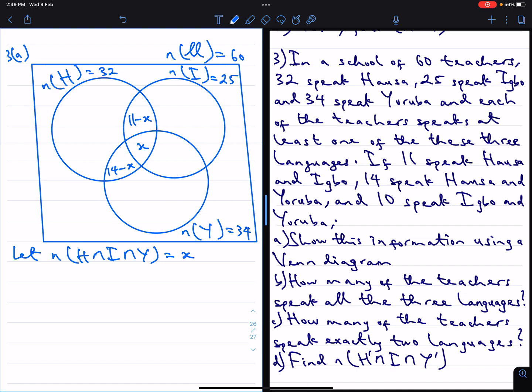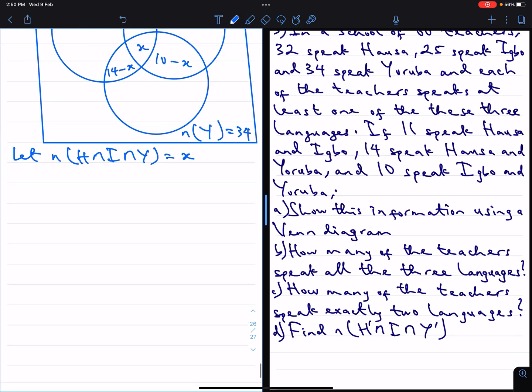Now if 10 speak Igbo and Yoruba, that's the whole of this place, and I already know that this is X. That means this place will be 10 minus X, which represents those who speak only Igbo and Yoruba. The whole of this is 10, so if this is X, this will be 10 minus X. Now we have shown all of that using the Venn diagram.